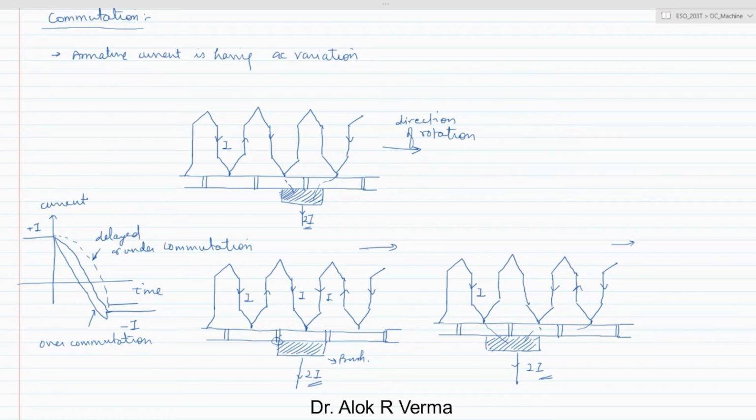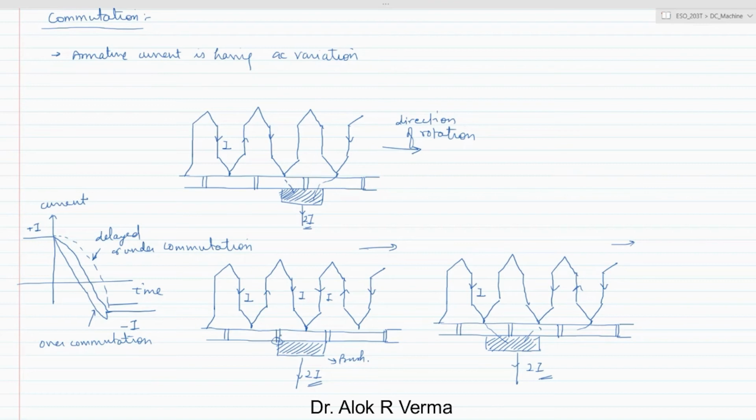The idea of those poles is to provide a magnetic field in such a way that uniformity of the magnetic field at the pole shoe is restored, which was disturbed due to the reaction of the magnetic field, this magnetic neutral axis and geometrical neutral axis difference. If we can reduce that difference, then we can have better commutation. So we have a demagnetizing winding.